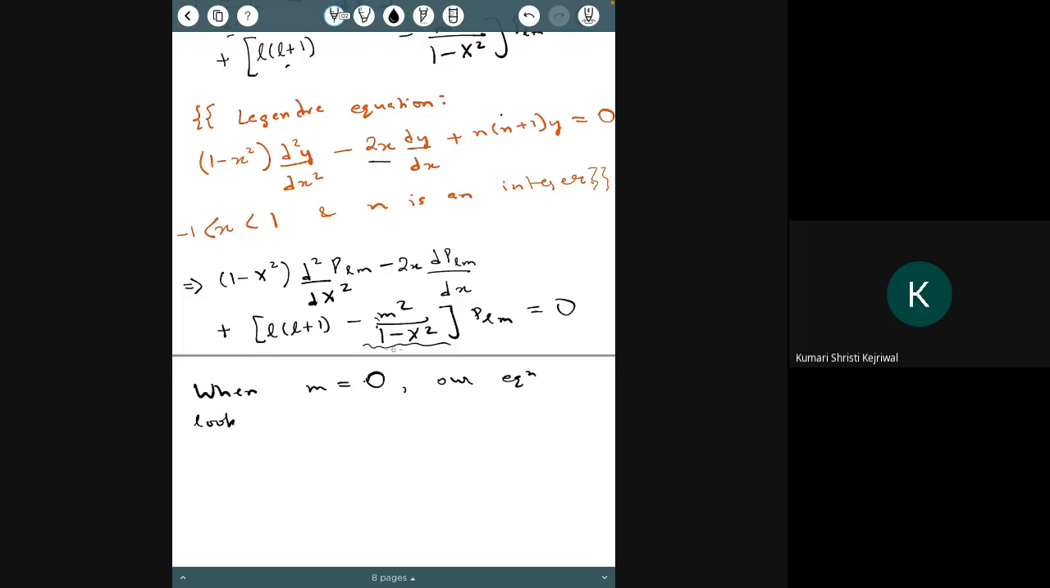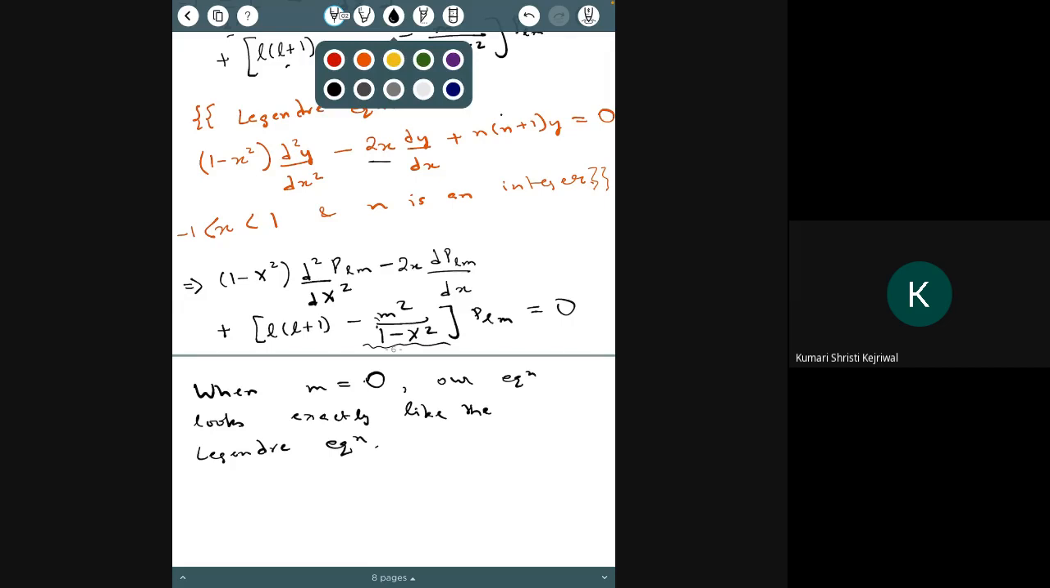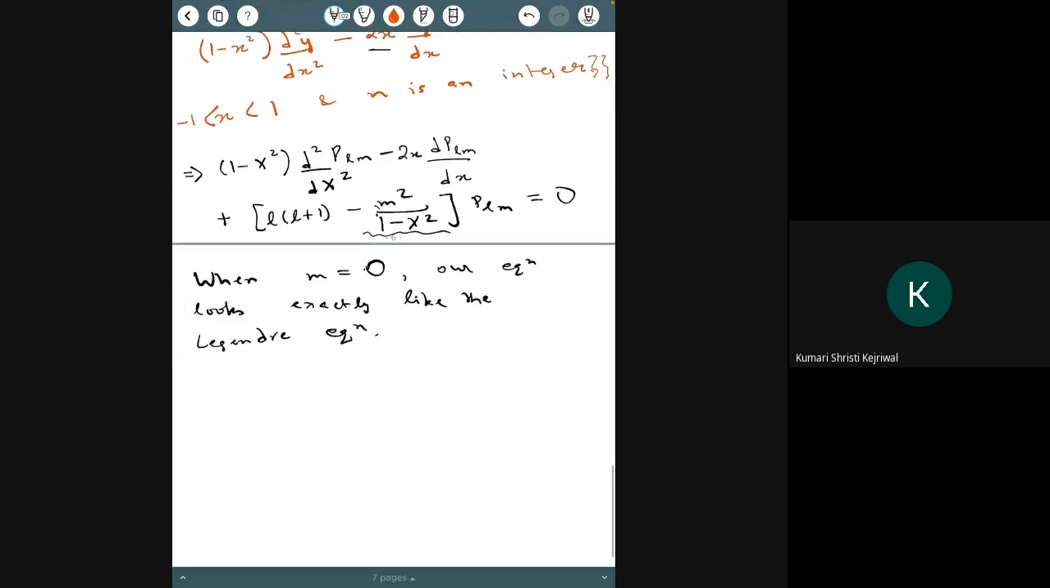looks exactly like the Legendre equation. So let's get back, which means that the solutions of the Legendre equation are useful for us when m is 0. So let's see what the solutions look like then, which should be similar to our solutions.